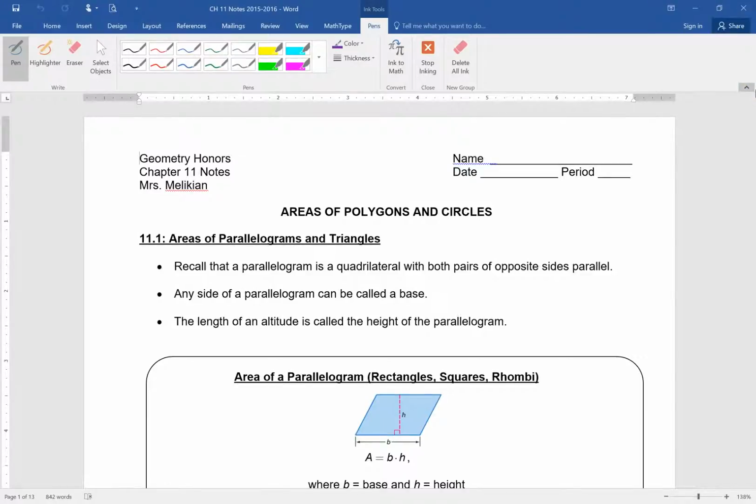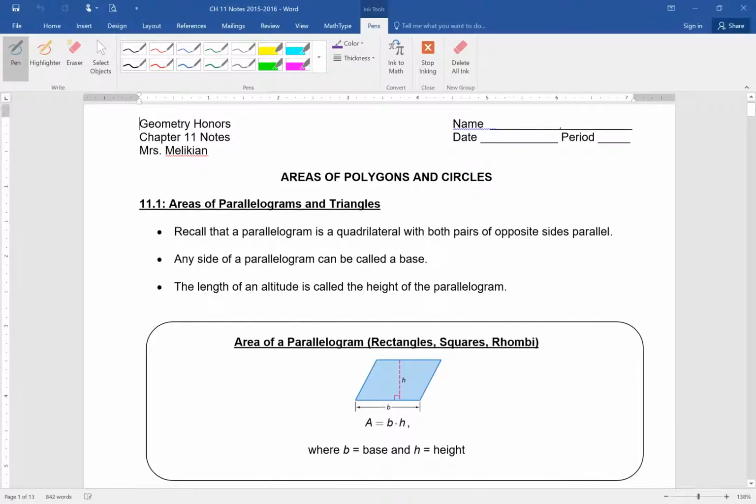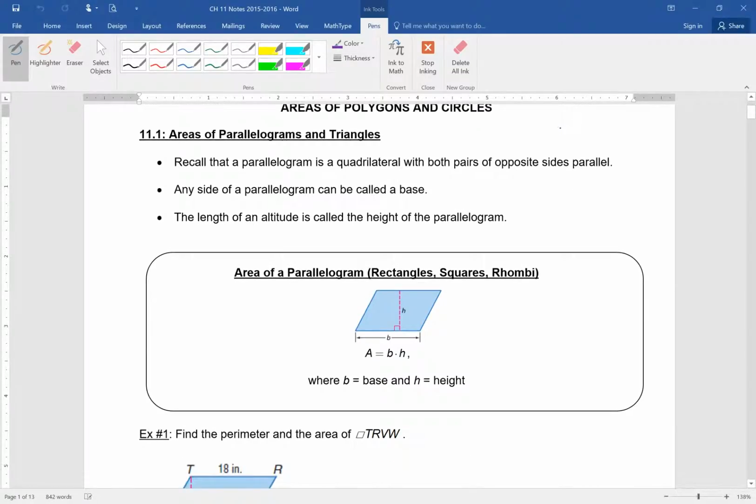Hi everyone. Today you will start the unit on finding areas of polygons and circles. The first thing we're going to look at is areas of parallelograms and of triangles. Let's remember that a parallelogram was a quadrilateral with both pairs of opposite sides parallel.